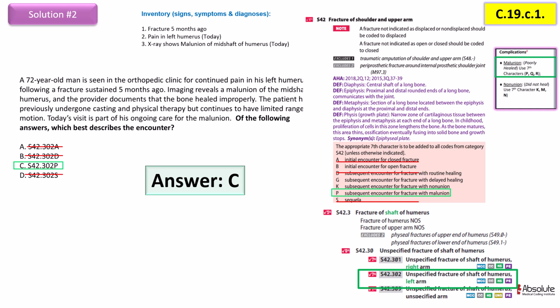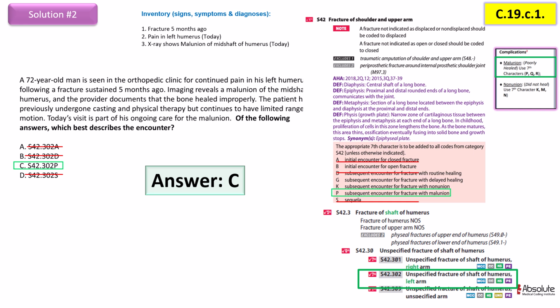Okay, coders. The moral of this story: if your documentation says malunion, and we know what a malunion is, poorly healed or badly healed. If it says nonunion, you're going to use the nonunion code. And for sequela, you're going to have to determine if it's a sequela, if we are treating the residual effect. Okay, coders, how are you doing? Let me know in the chat. I am here and I am waiting for your questions.